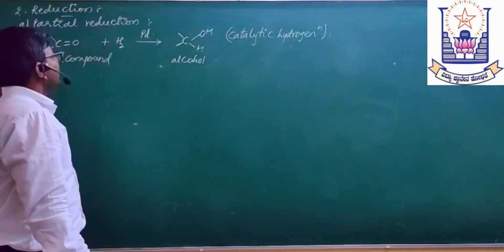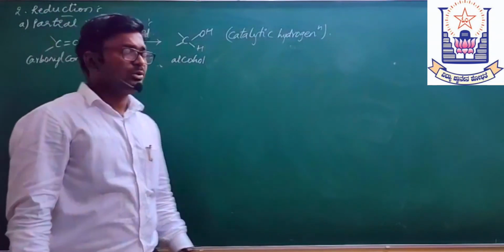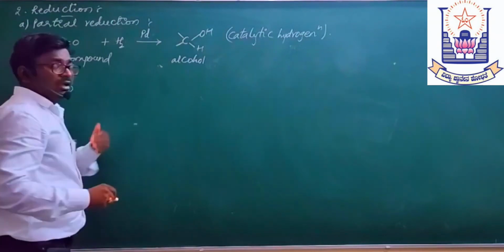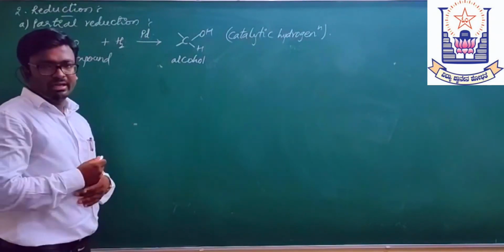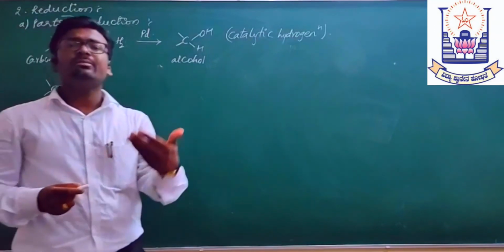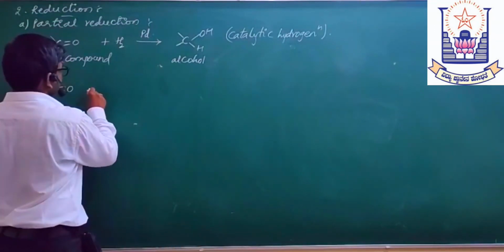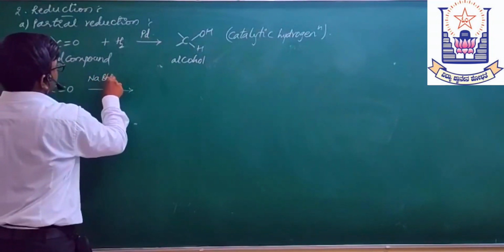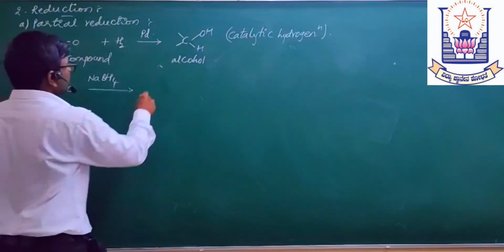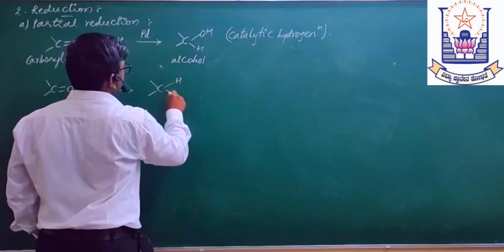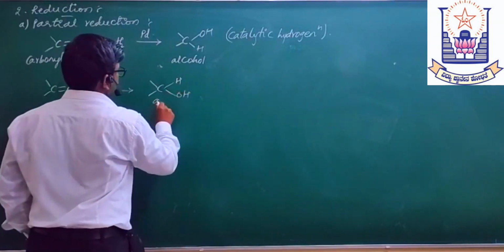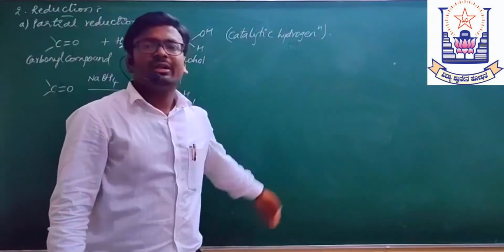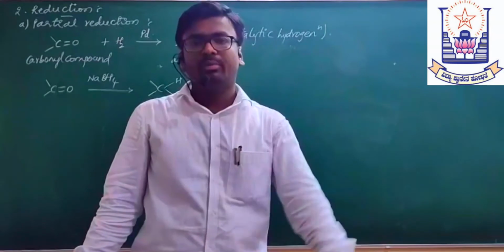Now let us see some reducing agents. When a carbonyl compound is treated with either sodium borohydride or lithium aluminum hydride, those are called reducing agents. What you get is the alcohol. This is called partial reduction of the carbonyl compounds to alcohol.